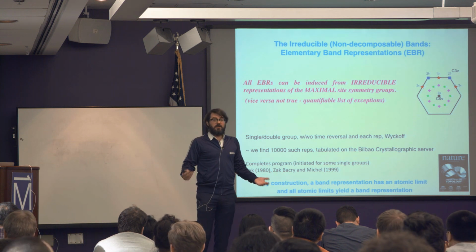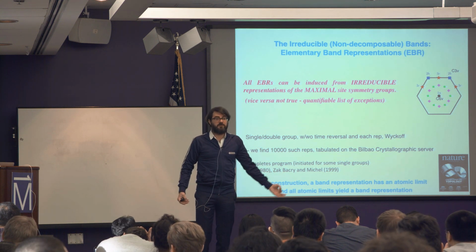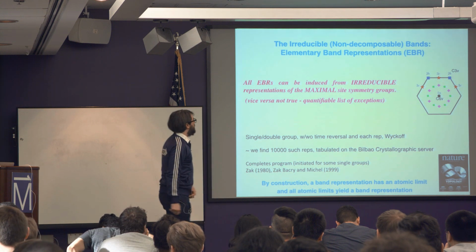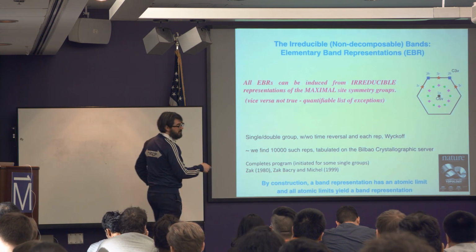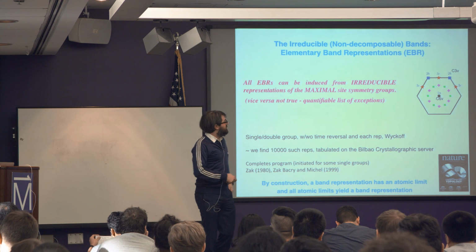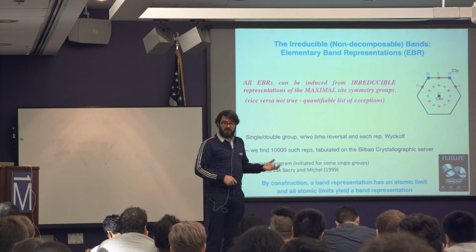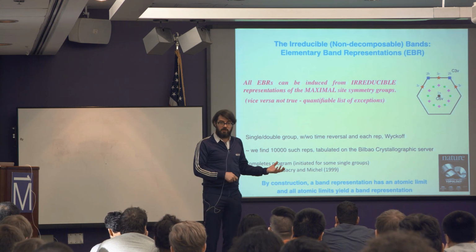So how do I know that I can have an atomic limit from each of these orbitals? How do I know this is quantifiable? Well, this is where maximal site symmetry groups become important. It turns out that some positions are better than others; not all the positions are democratic.